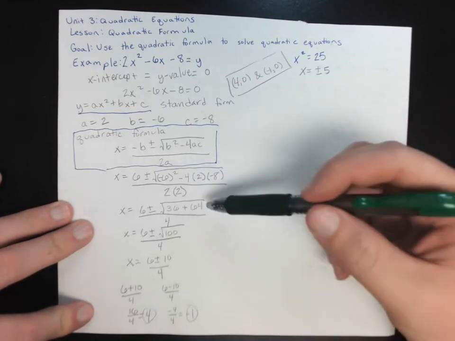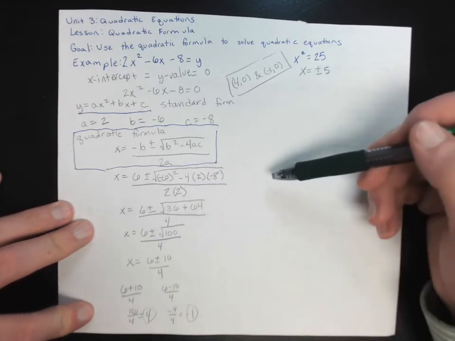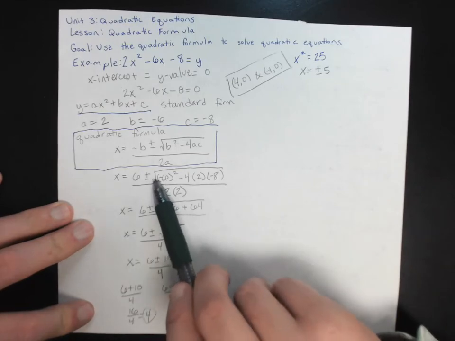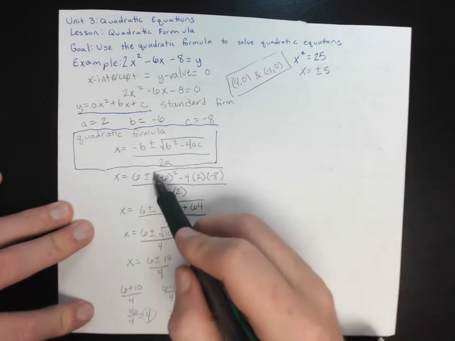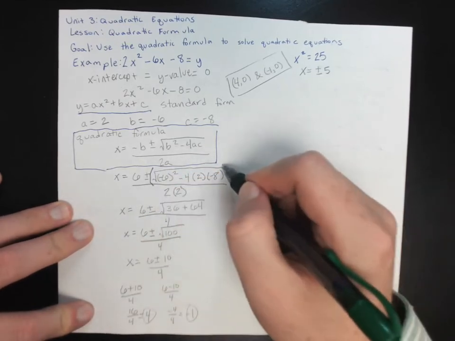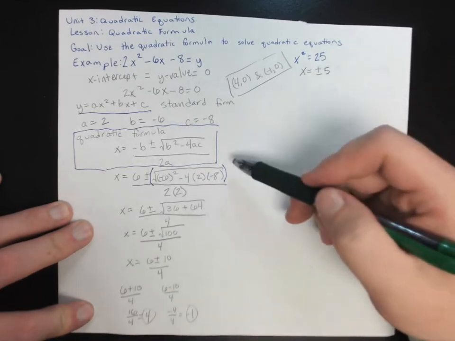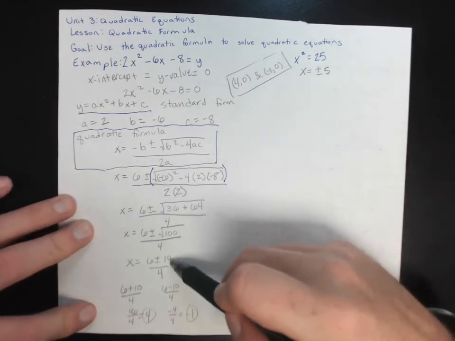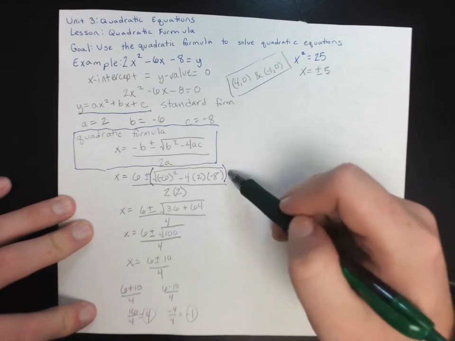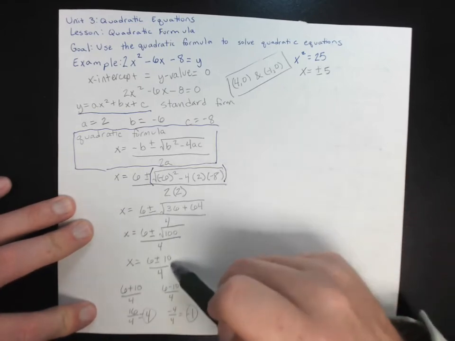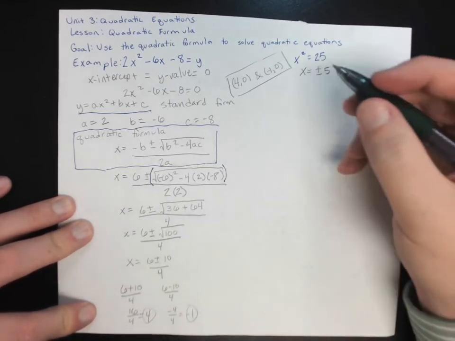Now let's look back at simplifying a second. It looks like a mess because it's a lot of steps, but y'all can take this part, the square root here, type that in the calculator, and it will give you 10. And then you can just go 6 plus or minus 10 over 4. So with the calculator, you can skip all the way down to there. So that may make it way easier on you.